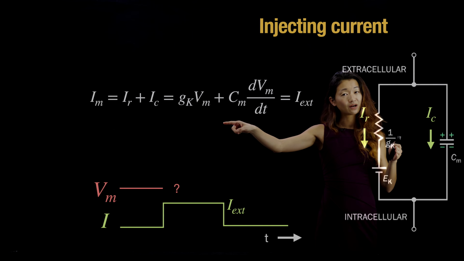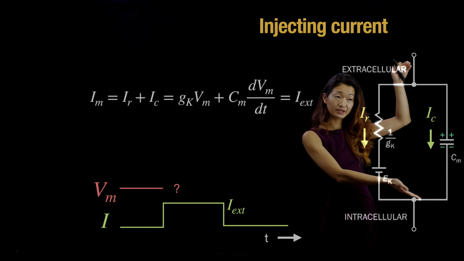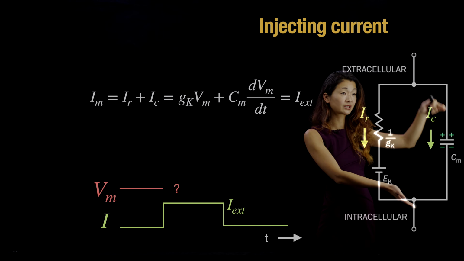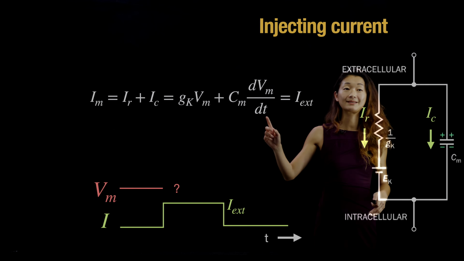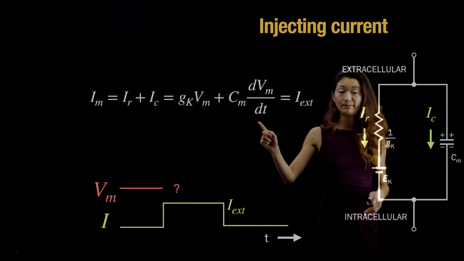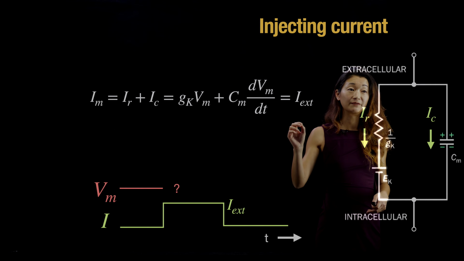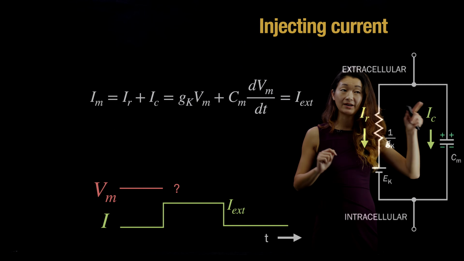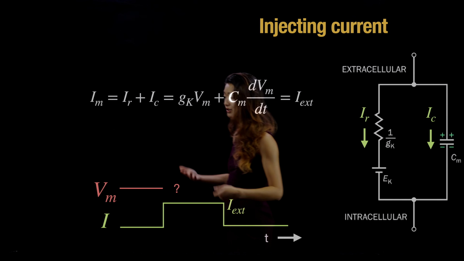We're also then going to count the current that goes through the capacitive pathway. Because we're injecting current across the intracellular and the extracellular terminals, and we're injecting current through a capacitor, the current is going to be determined by C sub m, the capacitance of the membrane, times dV/dt, the rate of change of the membrane potential. The faster it changes, multiplied by capacitance, the more current is going to be passing through the capacitive pathway. This is the property of capacitors when we pass current across a capacitor.